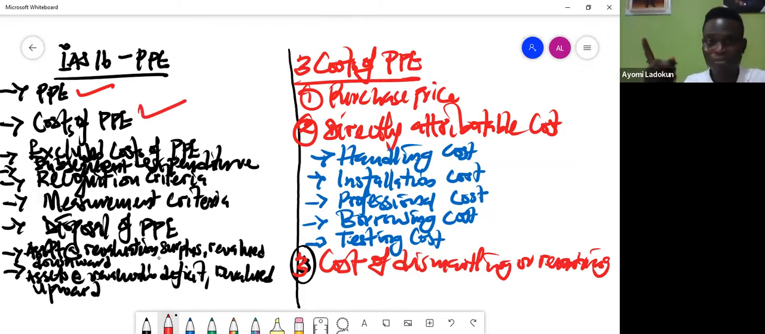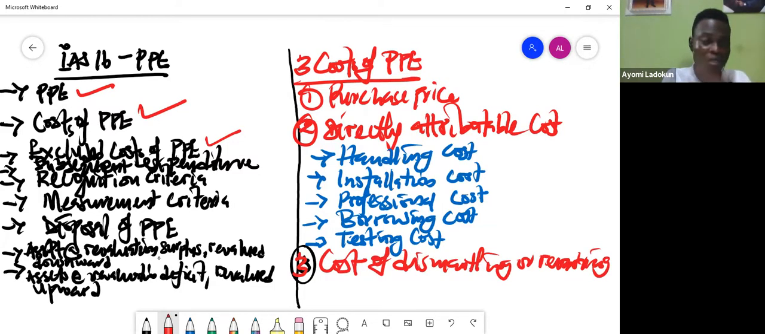The examiner can pick you up on that. What are the excluded costs of PPE? Unfortunately for me, I don't have space here to write again. What does that mean? Any cost you incur and it is not cost of PPE, that means it will be expensed. For example, cost of opening a new facility. There are 4 of them. Okay, cost of opening a new facility. 2, cost of doing new business in a new location. Okay, they are also part of the cost that you expense.